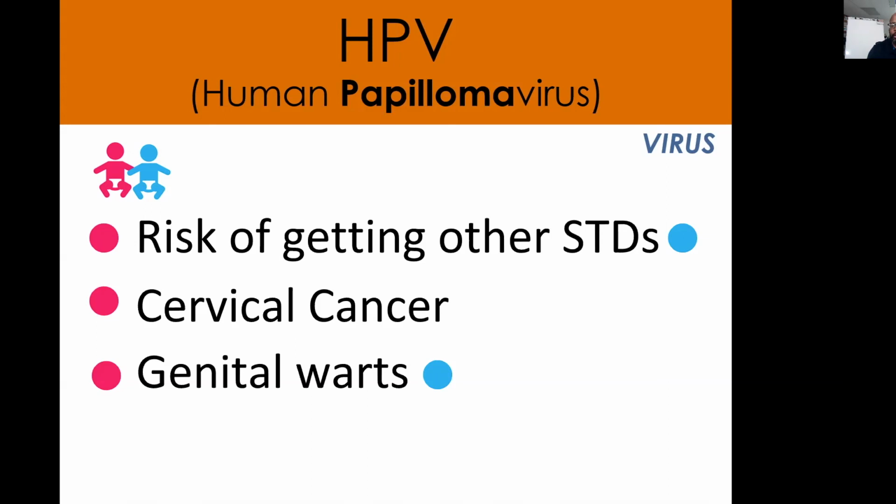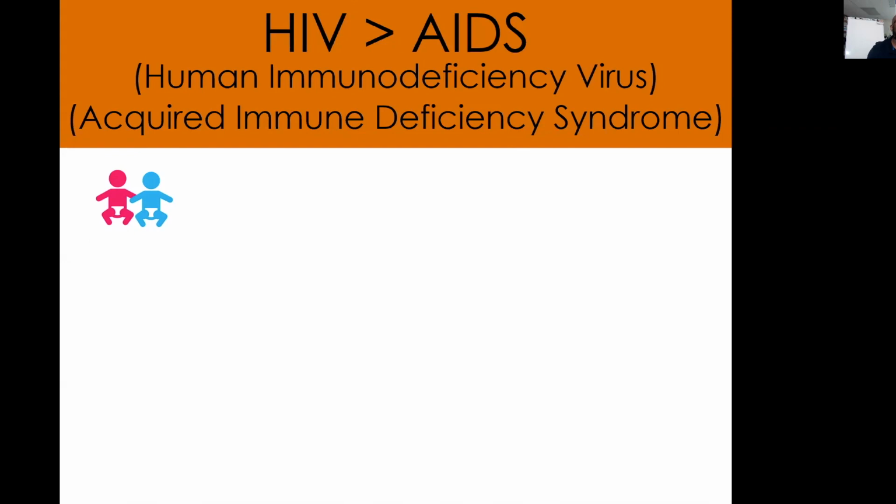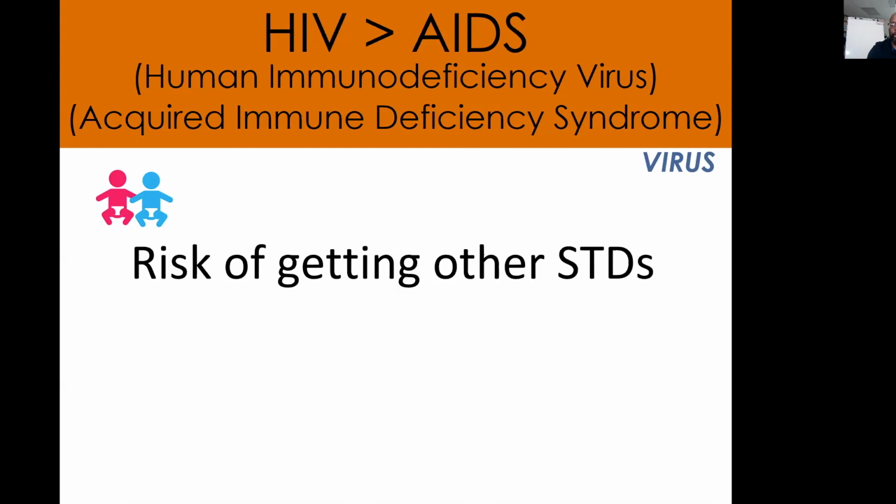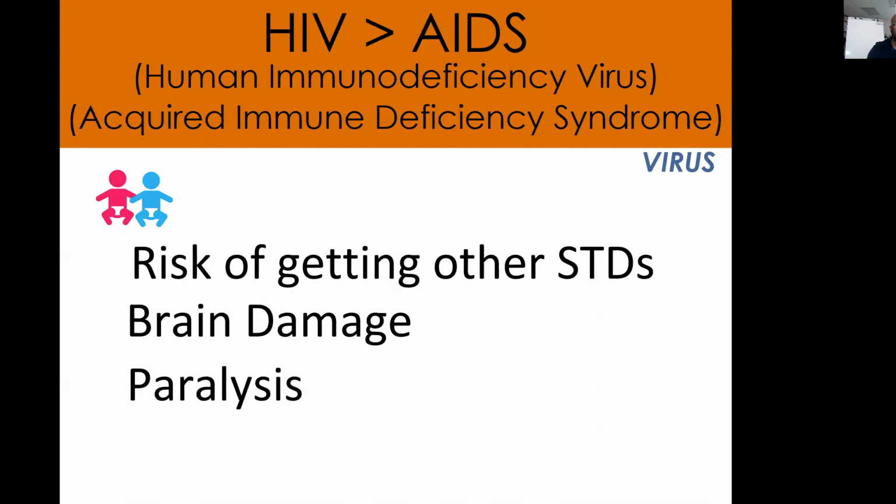Then we're going to talk about HIV, which can become AIDS. It is a virus that also allows you to possibly be at risk of getting other STDs. Long-term, it can cause brain damage, paralysis, and death. It can also cause sores to form on the body. It is treatable. A person with HIV can live a very long and very healthy life. It is not a death sentence as people sometimes want to project.